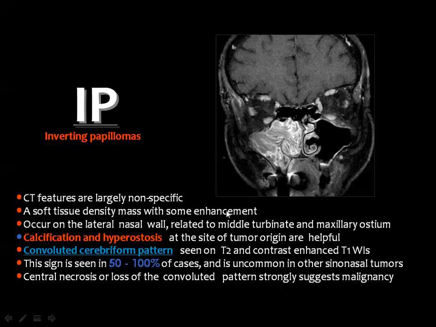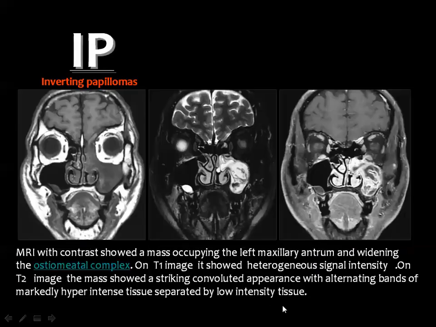The soft tissue mass may show enhancement, and it occurs on the lateral nasal wall related to the middle turbinate and the maxillary ostium. Calcification and hyperostosis can be seen, which can help in the diagnosis. The convoluted cerebriform pattern is seen in about 50 to 100% of cases and is considered one of the pathognomonic findings that is not seen in other sinonasal tumors.